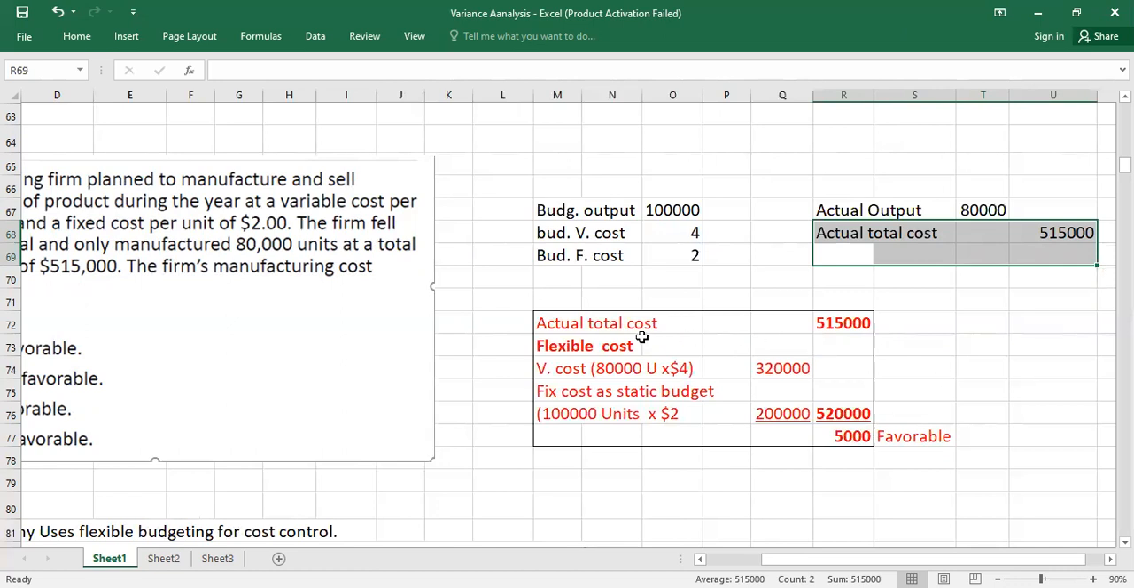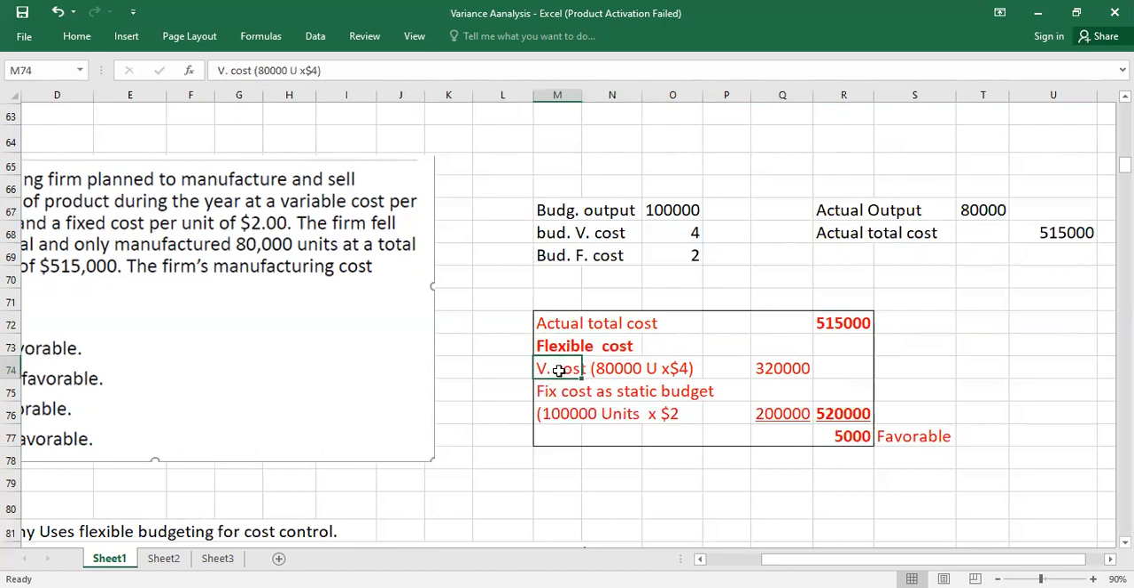Now you have to calculate the manufacturing cost variance. It means we will compare total cost with the total cost. So here we have an actual total cost of 515,000, which is given in the question. And now you need to calculate the flexible cost, because actual cost we will compare with the flexible cost. And flexible cost has two components.